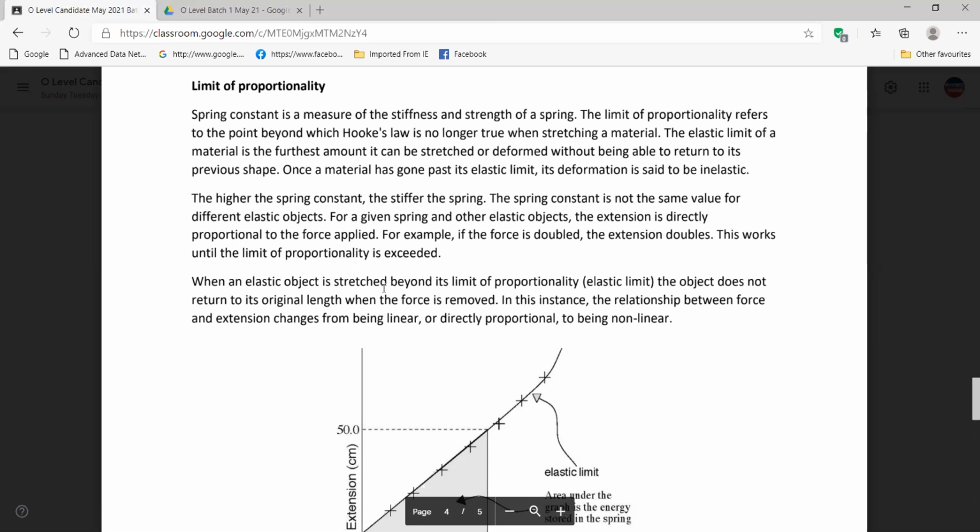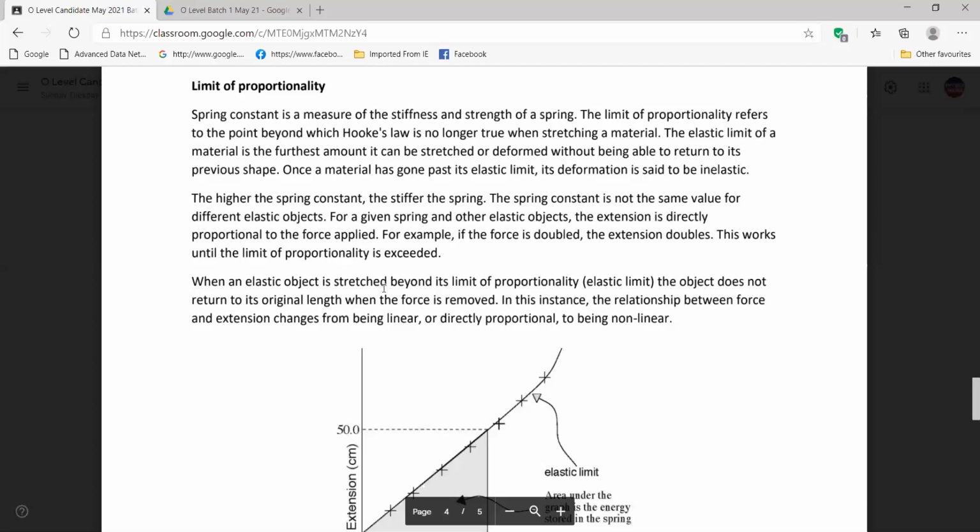So you understand what stiffer means? Do you know? So it's hard, right? It's hard to extend the spring. If the spring constant is more, that means the spring constant, the numerical formula you have to keep in your mind when you are reading this. You have the formula F equals kx, right?